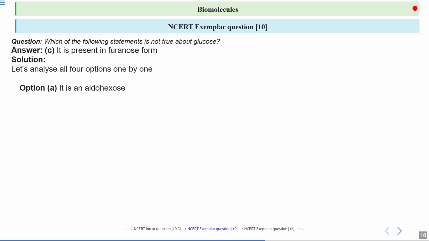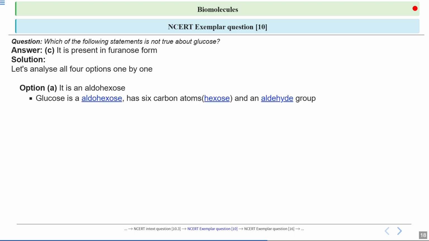This statement is absolutely true. Glucose is an aldohexose because it has 6 carbon atoms. Hex, what does hex mean? Hex means 6. So glucose has 6 carbon atoms and it contains an aldehyde group, which is a specific arrangement of atoms at one end of the molecule. So option A is a true statement about glucose.